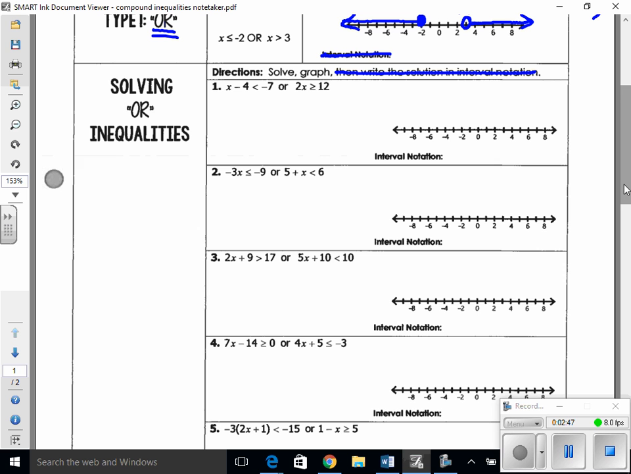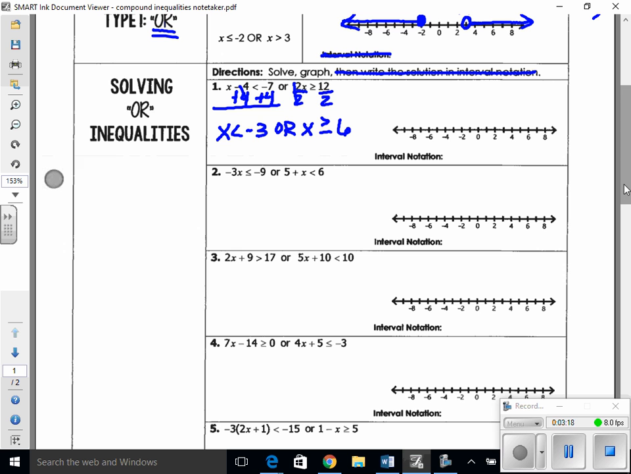So for number 1, if I want to solve this first inequality for x, then I have to add 4 to both sides. Just like you would when you're solving any equation or inequality, you do the opposite operation. So this gives me x is less than -3. The word "or" has to be in your answer, so you just bring it straight down. And then on the right-hand side, to get rid of the 2, we have to divide by 2. We are not dividing by a negative, so there's no reason to flip the symbol. So this will mean x is greater than or equal to 6. So there's our compound inequality.